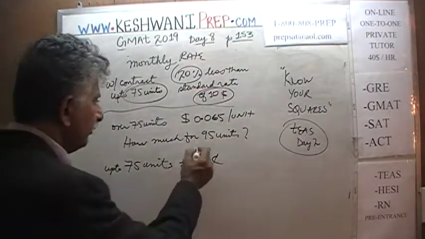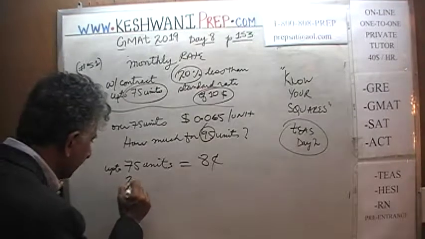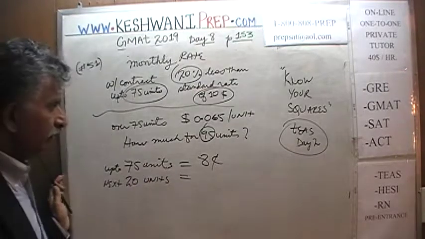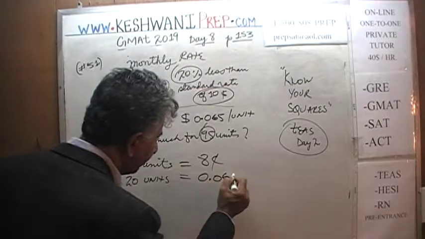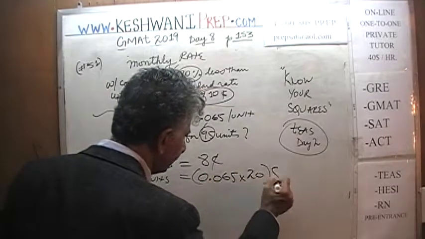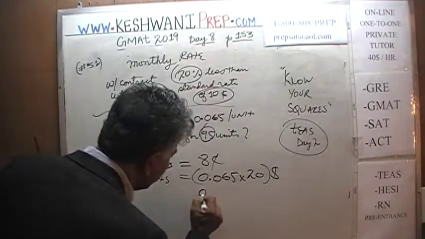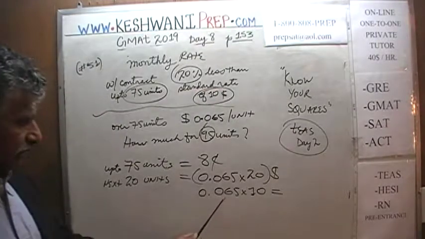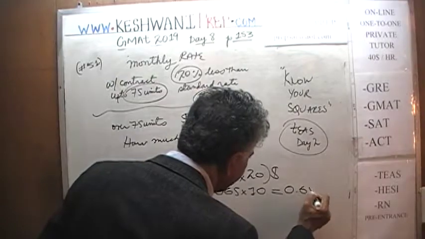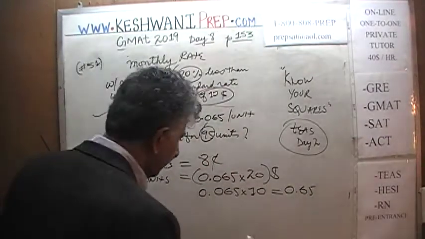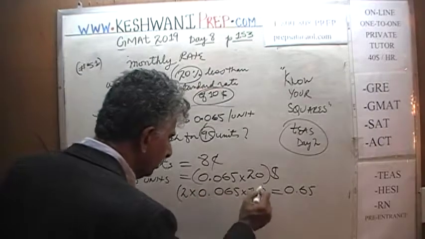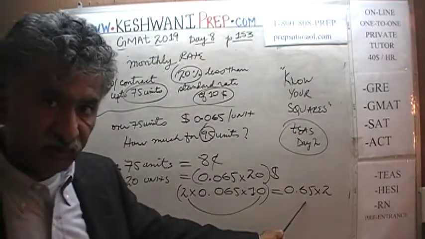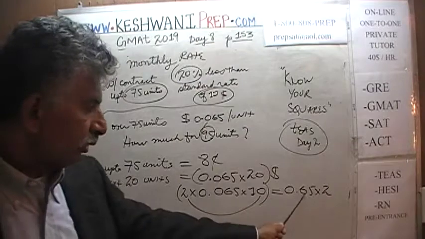We are not using 75 units, we are using 95 units. So we have to go 20 more units. The next 20 units, how much are we going to pay? Oh, it's right here. 0.065 times 20. We know 0.065 times 10: we simply move the decimal and it becomes 0.65. In other words, 10 units cost 65 cents. If 10 units cost 65 cents, 20 units would cost 65 times 2, $1.30.